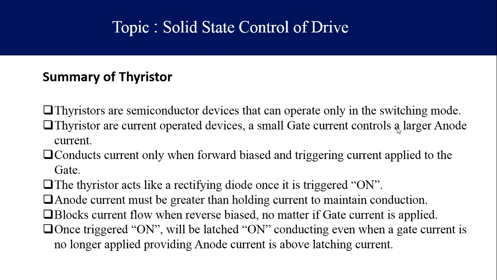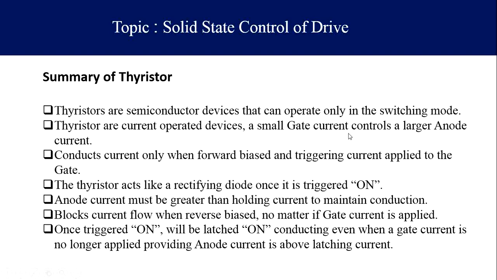We will just summarize what a thyristor is. They are semiconductor devices that can operate in switching mode. We have seen forward blocking mode, reverse blocking mode and conduction mode. And in this I need to switch. How am I going to switch? By applying voltages. Now, thyristors are current operated devices. It is very important: they are current operated devices. A small gate current controls a large anode current.